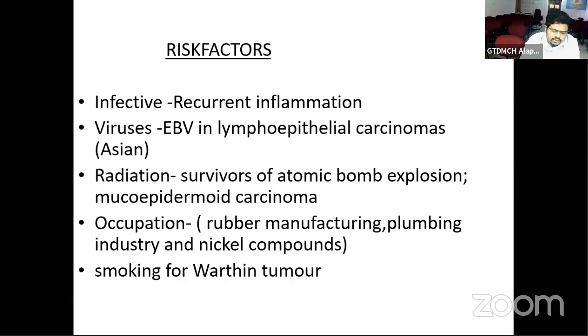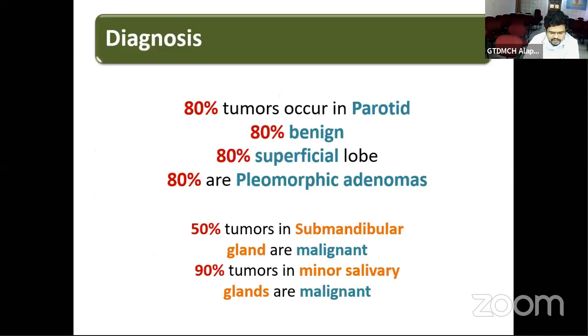Okay, these are the risk factors. You can see infective pathologies, then the Epstein-Barr virus, then post-radiation exposure, post-atomic bomb explosion survivors, workers in rubber manufacturing, the plumbing industry, nickel compounds, and smoking. These are the risk factors.